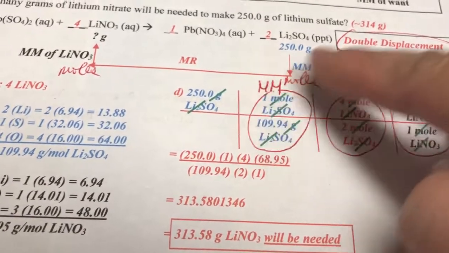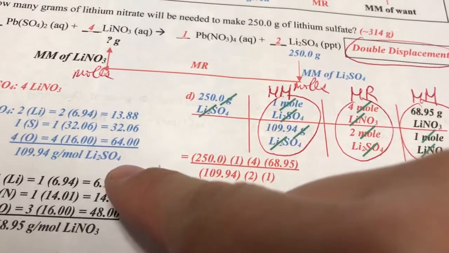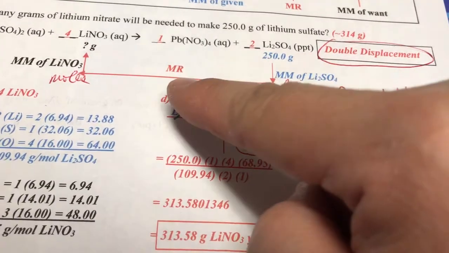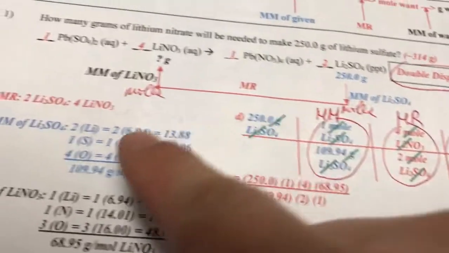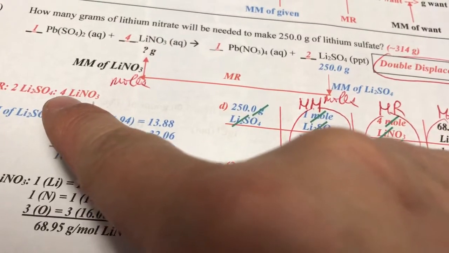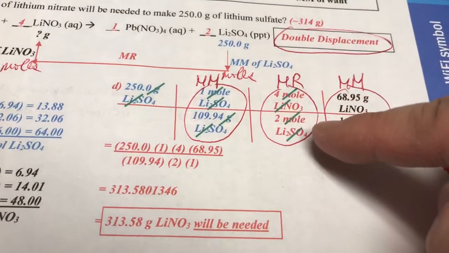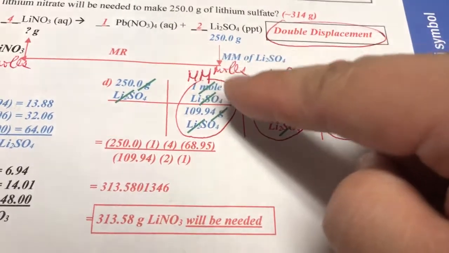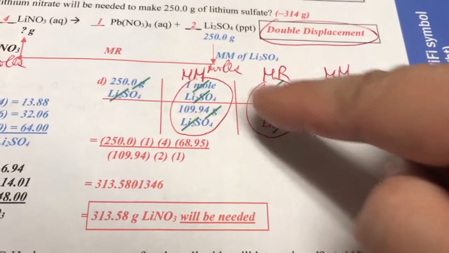This is my MM of Li2SO4, right? And then from the strategy map, once I get to MM, I will go to MR. So my MR reaches here, 2 to 4. Now which one is 2 moles and 4 moles? Molar ratio. So which ones go to the bottom again? I want to cancel my mole and then Li2SO4.